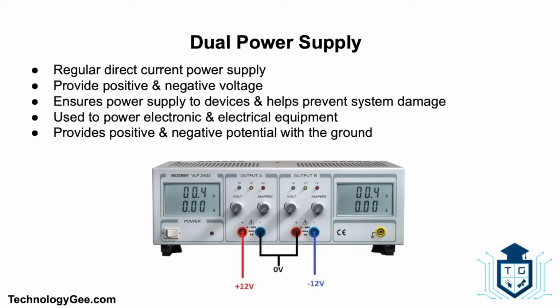Next, we have a dual power supply, and this is a regular direct current power supply. It can provide a positive as well as a negative voltage. It ensures stable power supply to the devices, and it helps to prevent system damage. Many electronic circuits require a source of DC power. A dual power supply is used to power electronic as well as electrical equipment. The dual power supply provides positive as well as negative potential with the ground. Many electronic circuits consist of tubes or transistors, and they require a DC power source.